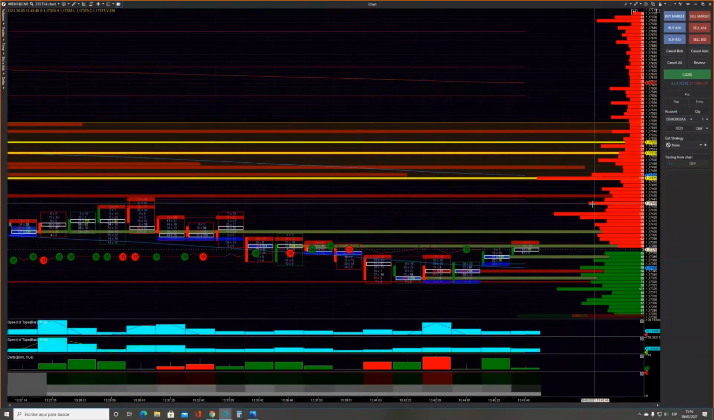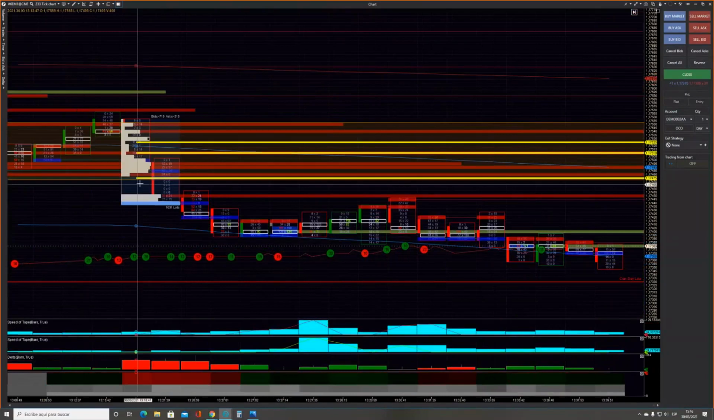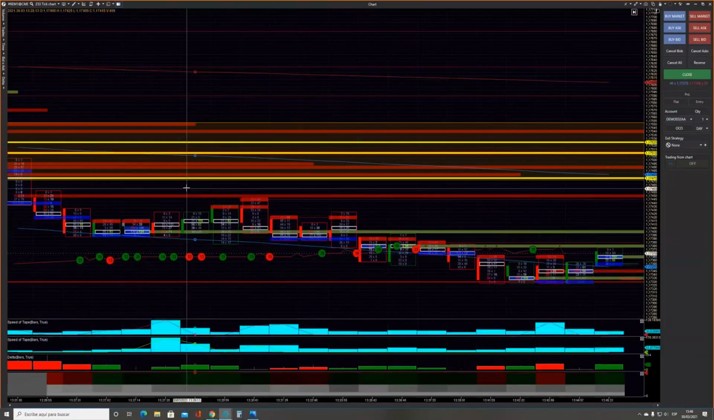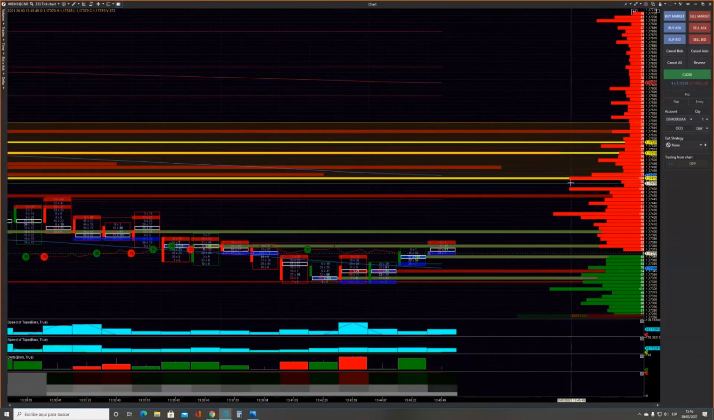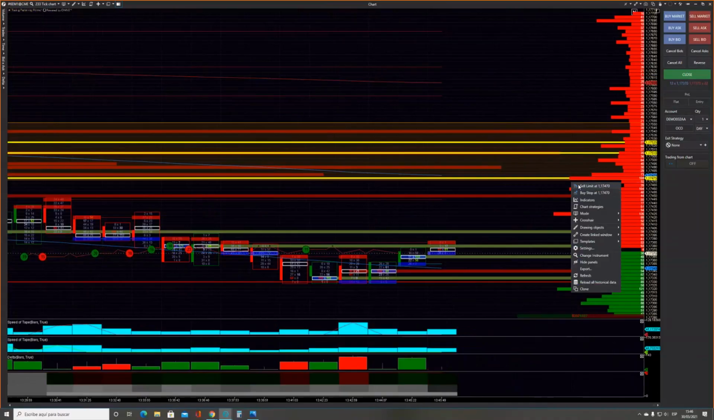You just saw where I put the first line. We can see this red line here is the liquidity that is available there. So it's orders that are pending right there at that spot. So I'm going to put my first order here. It's going to be a sell limit.